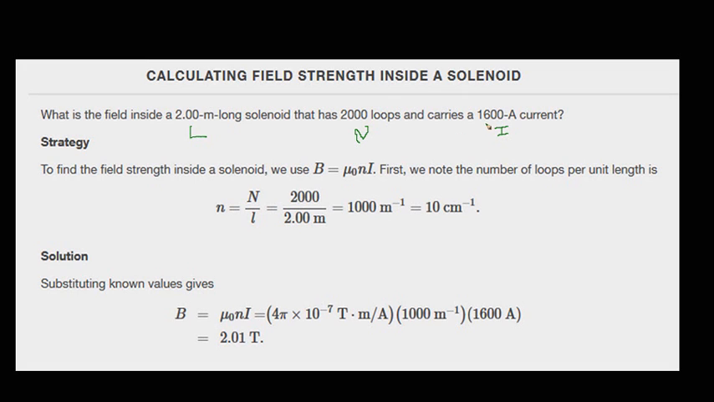Note here, we are not given the radius. As we noted earlier, we don't need R for calculating the field inside a solenoid. So we are using this formula. This formula is in terms of little n. Remember, little n is capital N divided by L that we defined earlier. So we just substitute that here, and then we calculate the field. It comes out to be 2.01 Tesla.